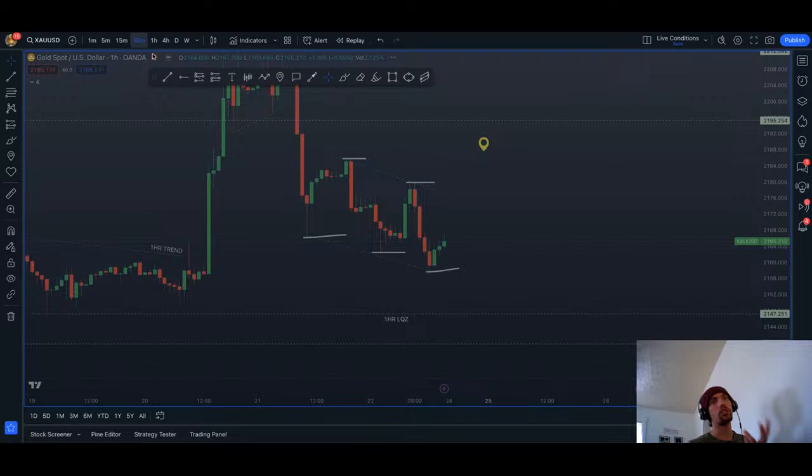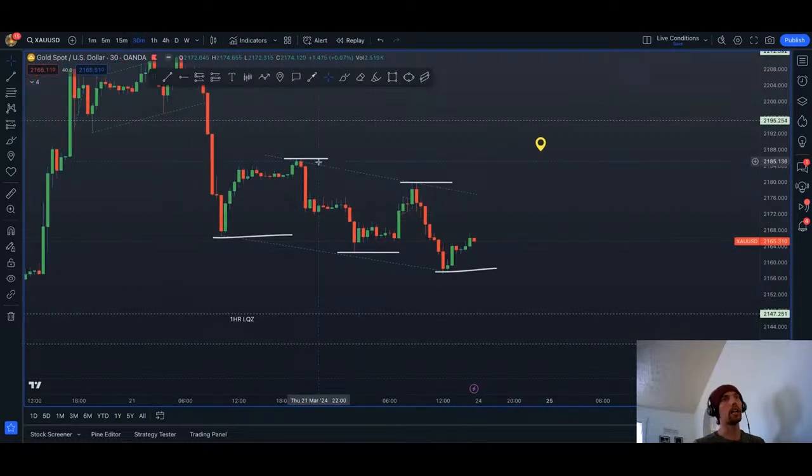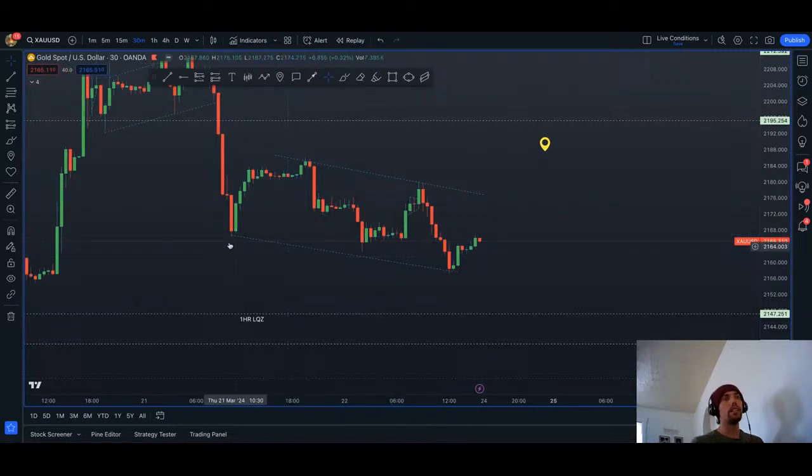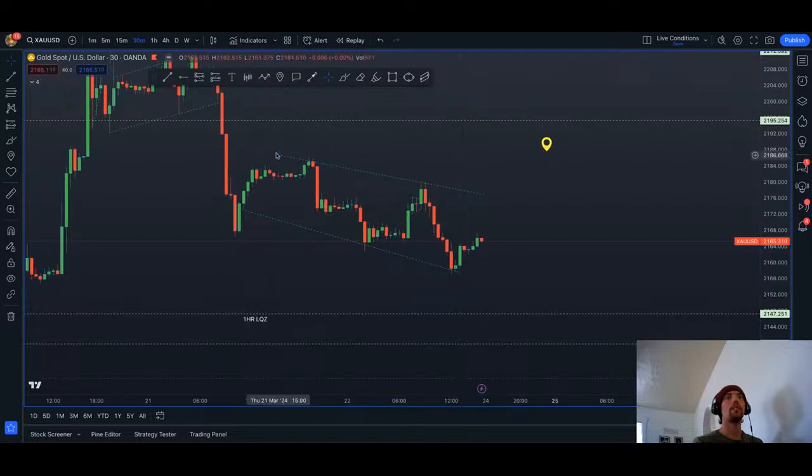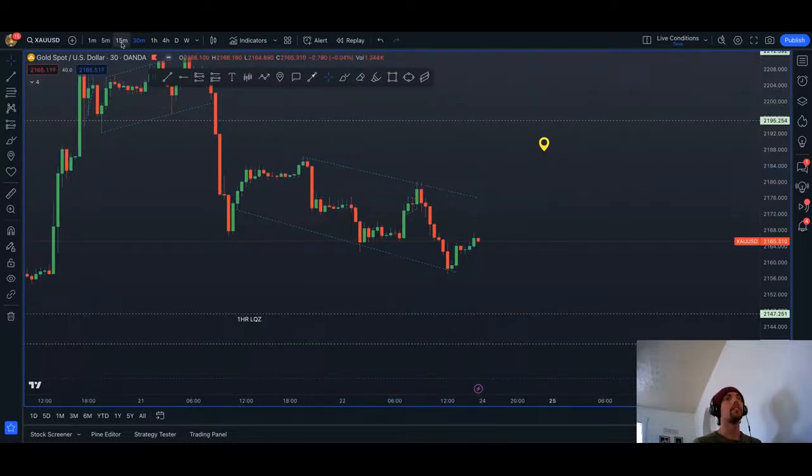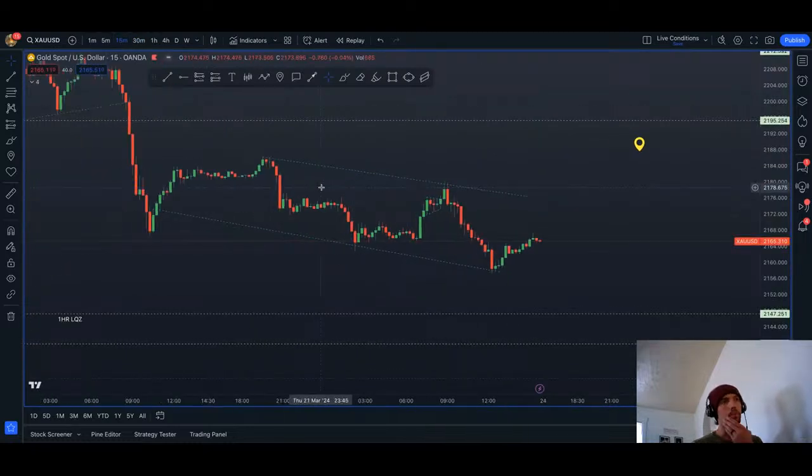So let's go ahead and drop down to our 30 now that we have our 1 hour and our 4 hour marked. We understand that we're in a downtrend for the most part. We're making lows. And then we're going to tighten this up just like this. And I'm going to show you why I use this one too. The 30 minutes showing the same thing as the hour.